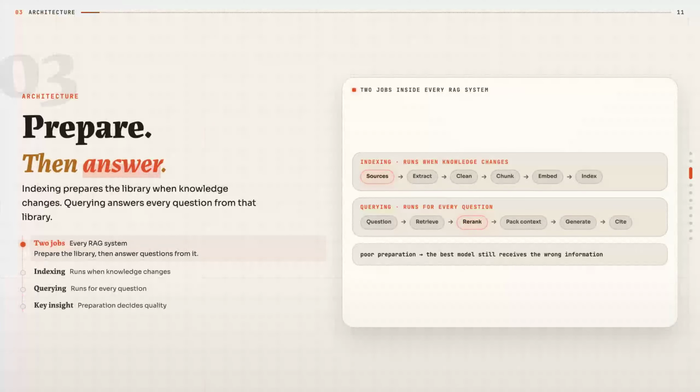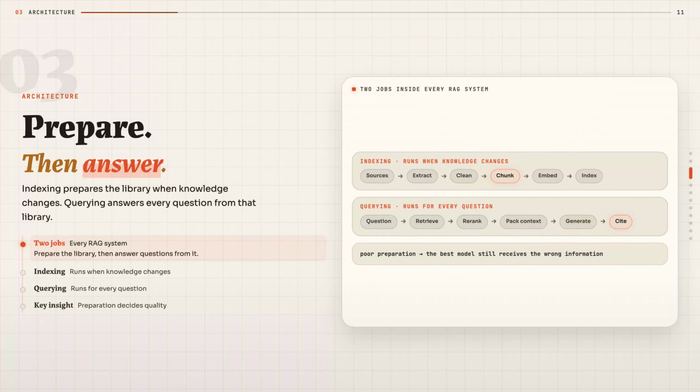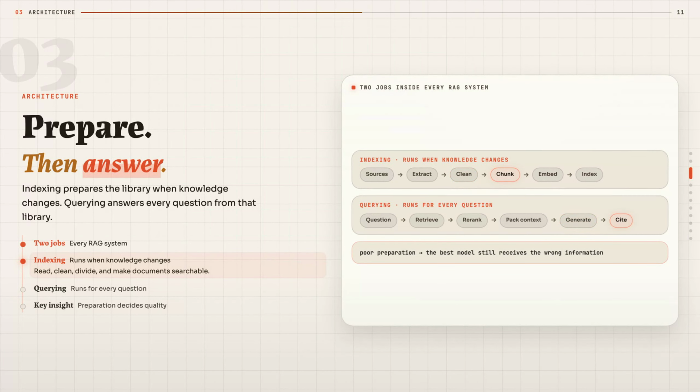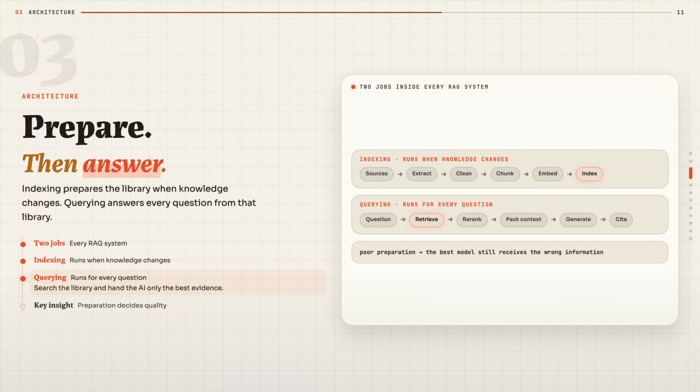Every Retrieval-Augmented Generation system does two jobs. First, it prepares the library. It reads your documents, cleans them, divides them into useful sections, and makes those sections searchable. This preparation step is called indexing, and it runs whenever your knowledge changes. Second, when a user asks a question, the system searches that library, selects the best evidence, and gives only that evidence to the AI. This is the querying step, and it runs for every single question.